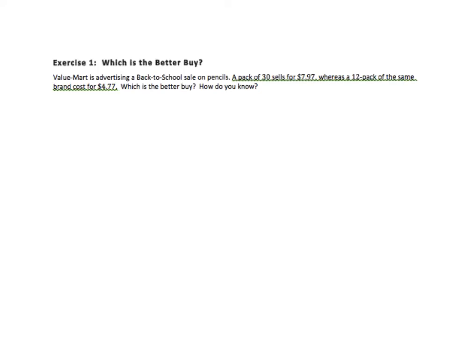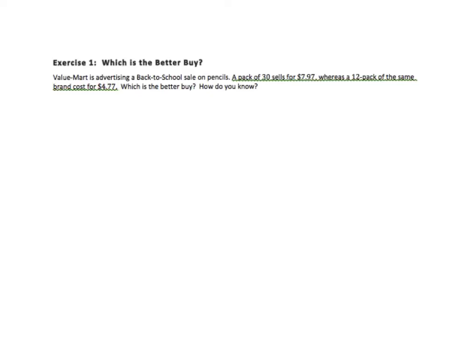All right, for this next problem, we're going to try to figure out which is the better buy. This is where I see math like this, math with ratios and rates, used most often. You can't be a good smart shopper if you don't know how to do this type of problem. So let's first read the problem together.